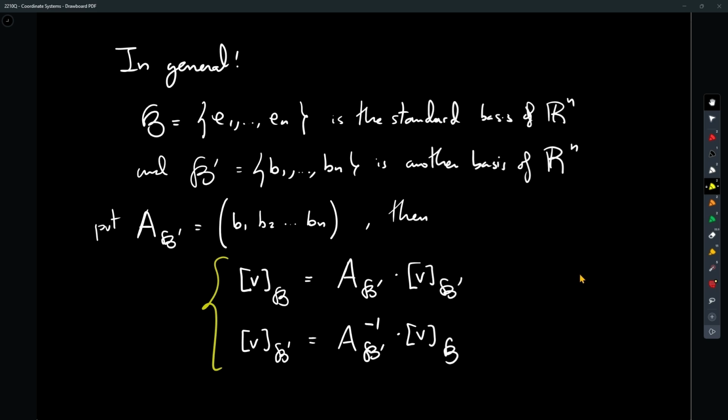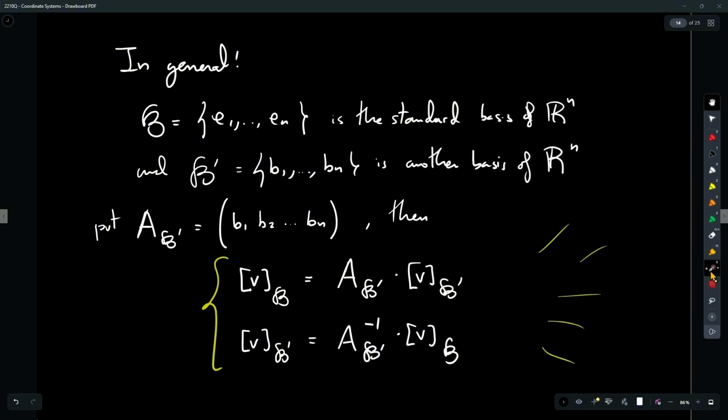So these two equations are very important because they tell me how to translate coordinates from one basis to the other. In particular, they tell me that if I know the vectors of the new basis, I make a matrix, I make the inverse matrix, and if I multiply by the coordinates with respect to the canonical basis, I get the new coordinates with respect to the new basis.